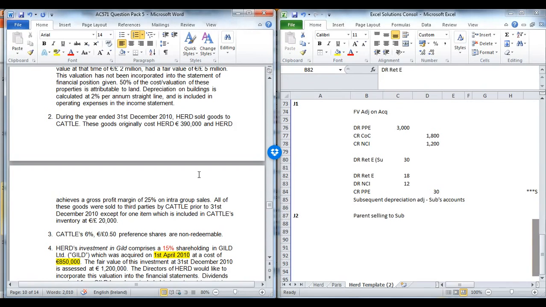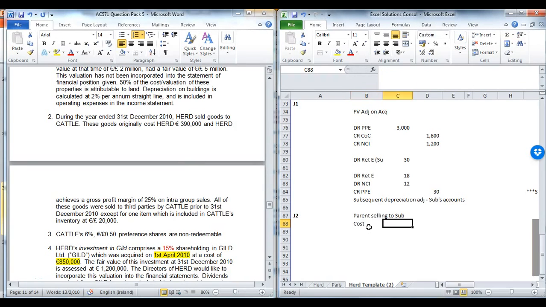Well, we always know there's a couple of elements here. One, remove revenue and cost of sales. The second thing is unrealized profit. And the third thing is, are there any intergroup balances at year end? So no mention of intergroup balances, so I think we know no adjustment to make there. However, we do have to remove the revenue and cost of sales. So we know the total cost to Herd was 390, but they sold it on at a 25% margin. So this is tricky. You have to be very pedantic and watch the detail here.